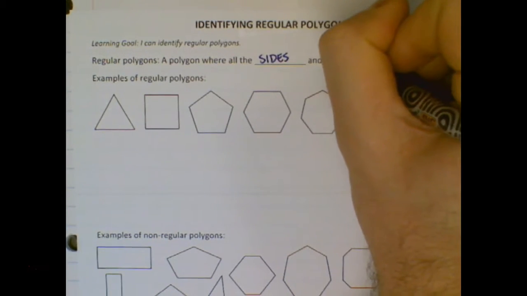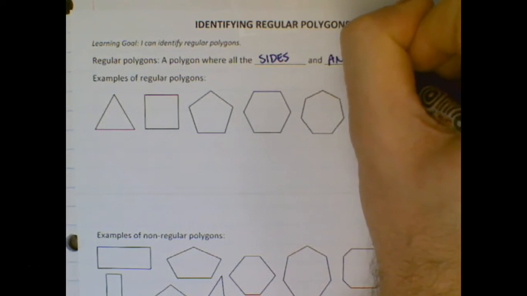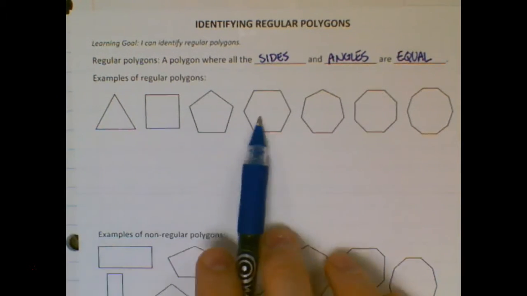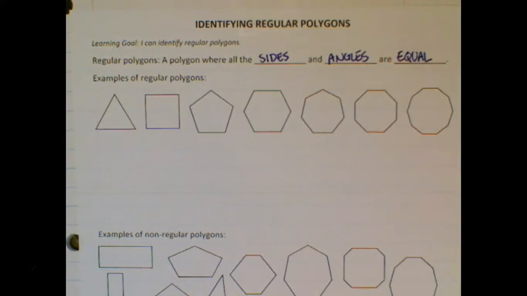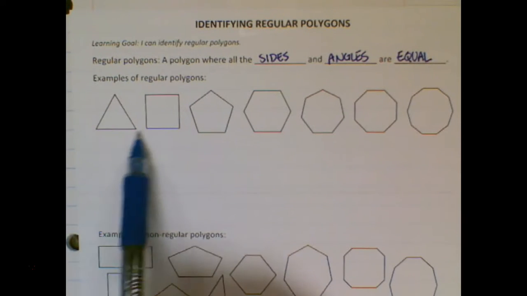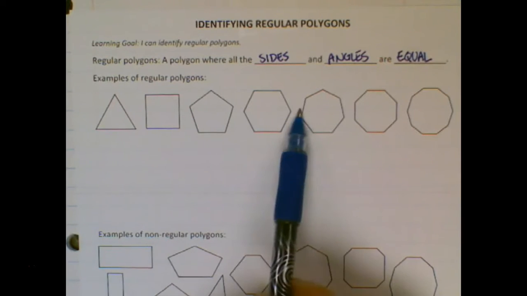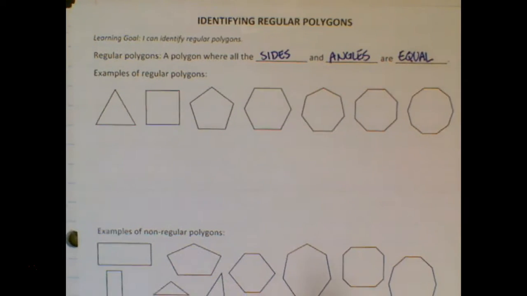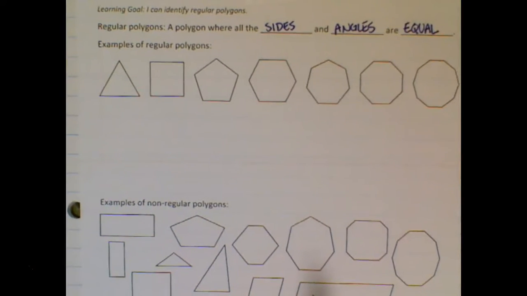So a regular polygon is a polygon where all of the sides and angles are equal. And if you take a look, all of these are examples of regular polygons. All of the sides are equal. All of the angle measurements are equal. If you were to measure them, they would all be equal. But you can kind of look as you're eyeballing it, kind of turn them a little bit if you need to. Looks the exact same no matter which way you turn it.